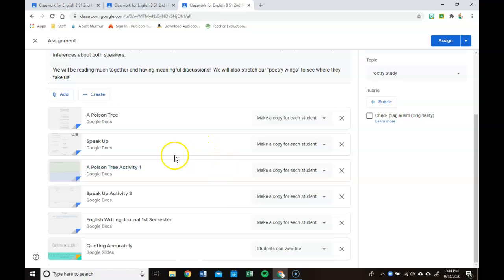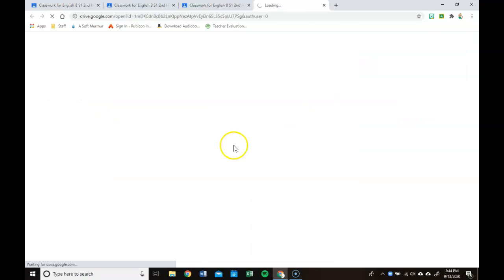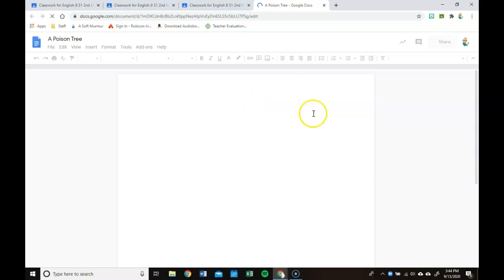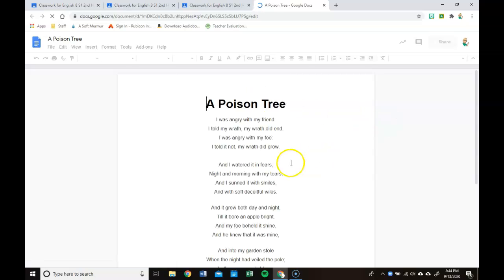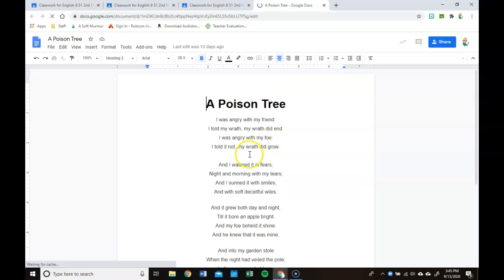So we're starting a poetry unit, and the first thing that I posted here is these two documents, the two poems that we're going to be talking about and making comparisons to. The one called A Poison Tree, if you click on it, it'll open up as a document. So this is the poem. I made it so that you can have your own copy, so you can highlight on here. For example, one of the words that we're going to talk about is this word right here, wrath. So you might want to go through and highlight words that you're not sure of. It's easy for you to do that because I've given everybody their own copy.